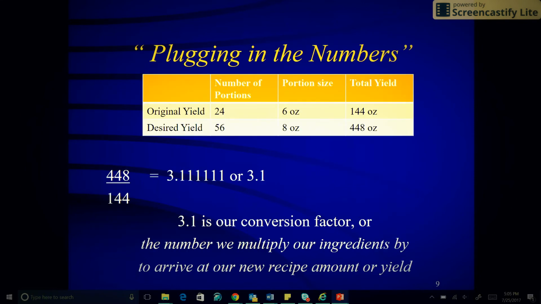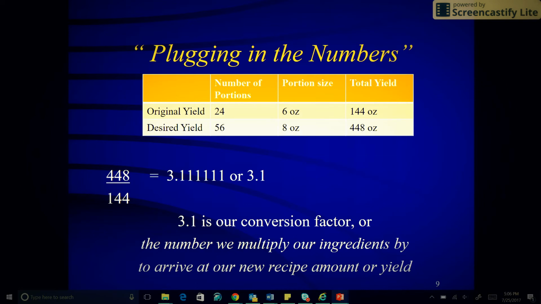So let's plug in the numbers. We have our original yield up here. We already did this equation on our last slide. And then we have the desired yield, how much you want to make, how many people you have to feed. So here you'll notice that both things change. We have an increased number of portions going to 56, and we have an increased portion size going to 8 ounces. So we're going to do 56 times 8 to get 448 ounces. That's going to give us our desired yield. So how much we want to make versus how much the recipe originally made. We take 448, how much we want to make, and we divide it by 144, how much the original recipe made. And you get 3.1. So we're going to multiply everything in that recipe by 3.1.